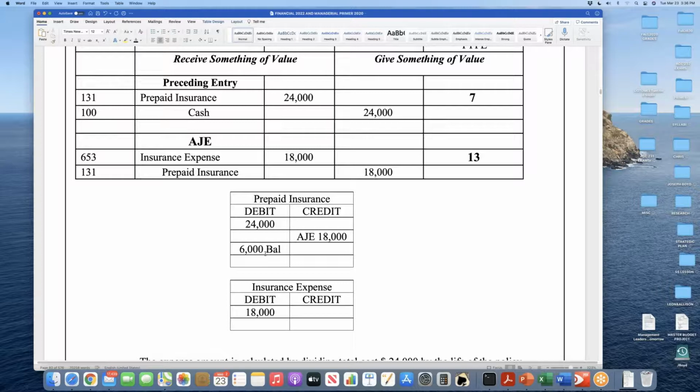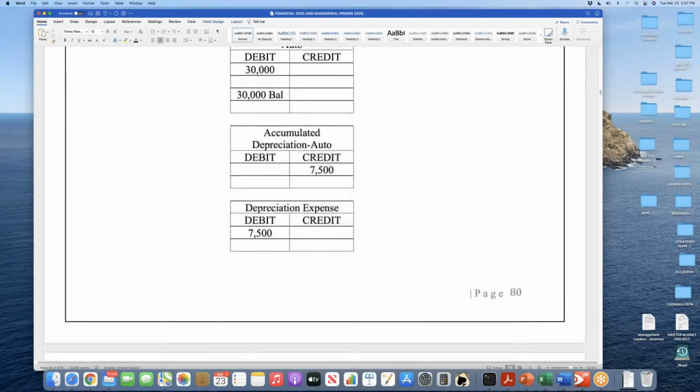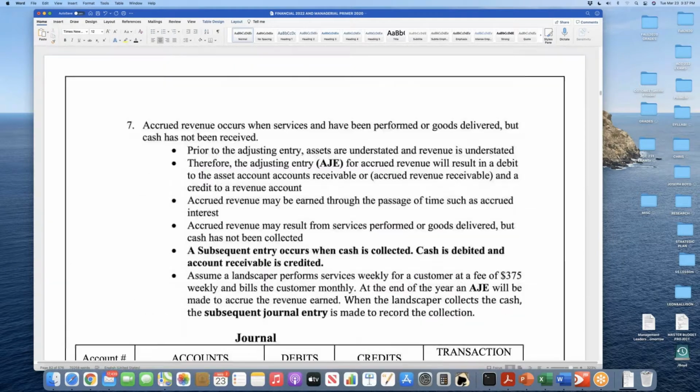So when you got insurance, you figure out the monthly rate, which is 2,000 in this case. Then you figure out how many months have expired. You multiply the monthly rate 2,000 times the 9 months expired, and you get this entry. So let's see if you can work one by yourself. That was not that bad, was it?